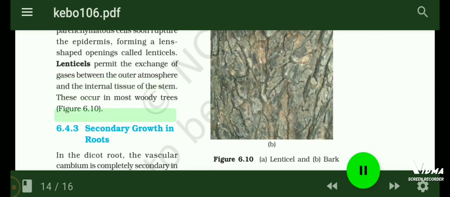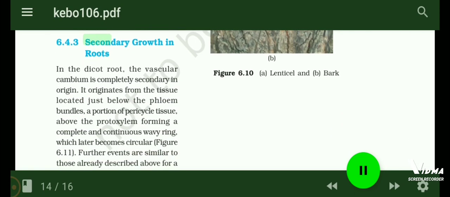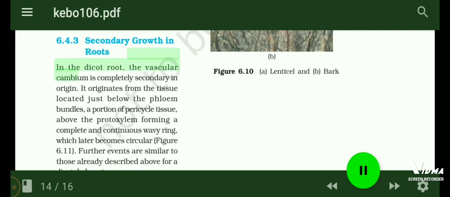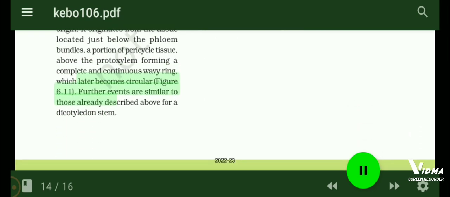6.4.3 Secondary growth in roots. In the dicot root, the vascular cambium is completely secondary in origin. It originates from the tissue located just below the phloem bundles, a portion of pericycle tissue, above the protoxylem, forming a complete and continuous wavy ring, which later becomes circular, figure 6.11. Further events are similar to those already described above for a dicotyledon stem.